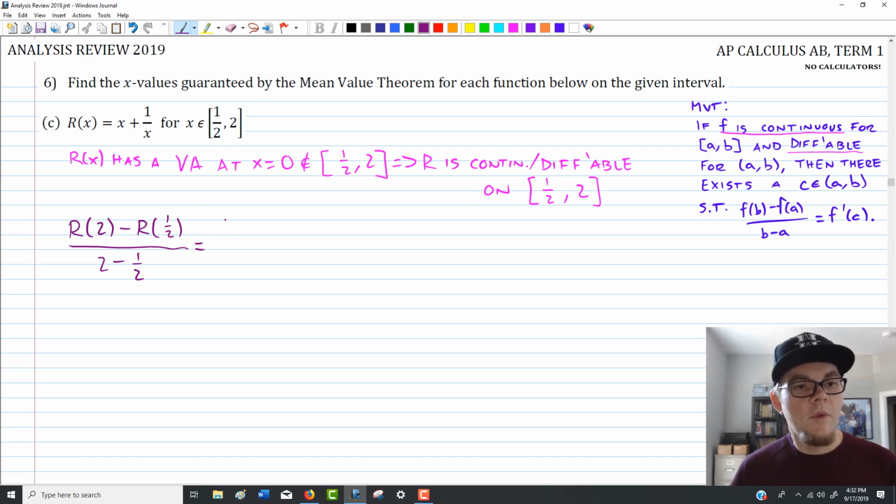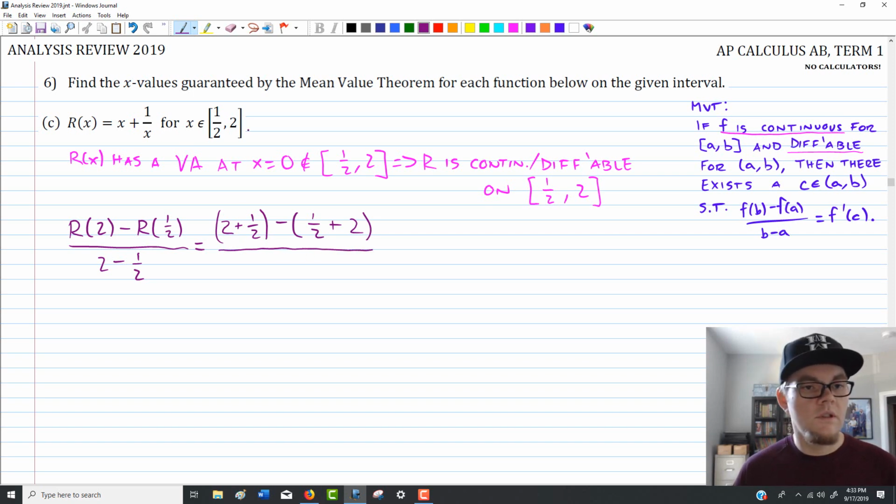So as far as values here, if we plug in 2, we get 2 plus 1/2. Next we get 1/2 plus 1/2 plus 2. Interesting. Ooh, aggressive. So let's see, is that right? Did I do that right? If we put in 1/2, we get 1/2 plus 1 over 1/2, which is 1/2 plus 2. Yes, it is. This then becomes 3/2.